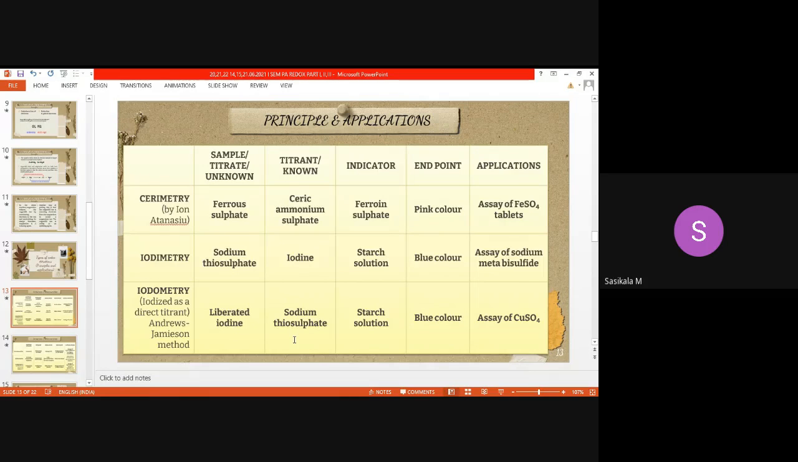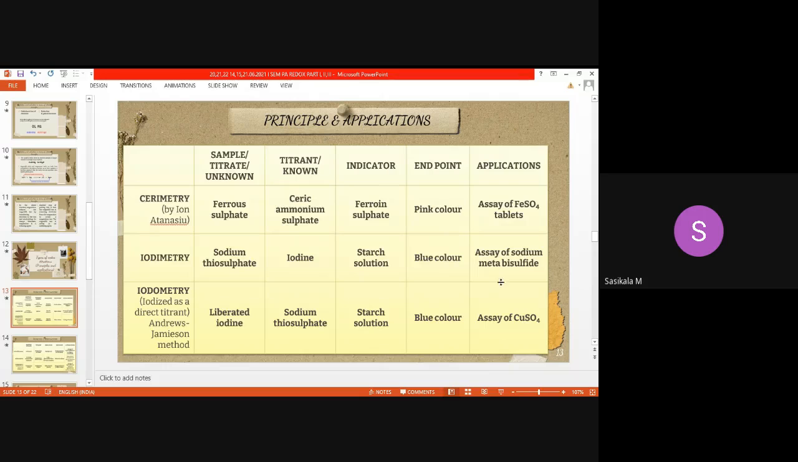Here what is the reducing agent? Sodium thiosulfate. What is the oxidizing agent? Liberated iodine. Here also, appearance of the blue color is the endpoint. Reaction of starch with liberated iodine will give you the blue color. An example of iodometric assay is the assay of copper sulfate.